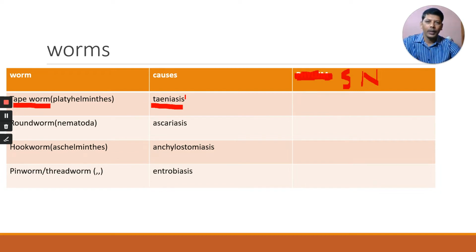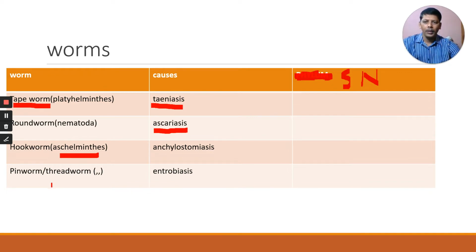Tapeworm causes a disease called teniasis. It belongs to the phylum Platyhelminthes. Roundworm belongs to the phylum Aschelminthes or Nematoda, which causes a disease called ascariasis. You learned the life cycle of Ascaris lumbricoides in first year. Hookworm also belongs to the same phylum, Aschelminthes. It causes a disease called ankylostomiasis.